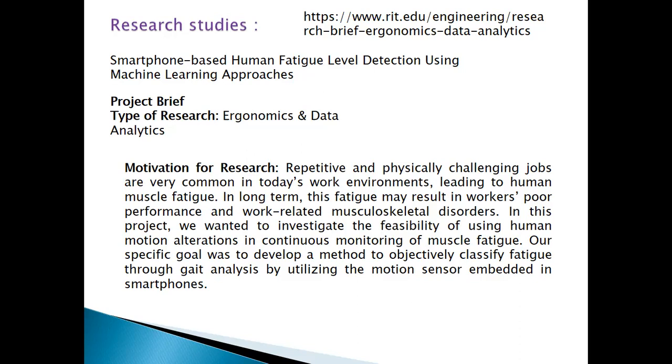So in this project, the team members try to investigate the feasibility of using human motion alteration with the help of a sensor, interfacing directly with the smartphone, in order to predict muscular fatigue at various intervals.